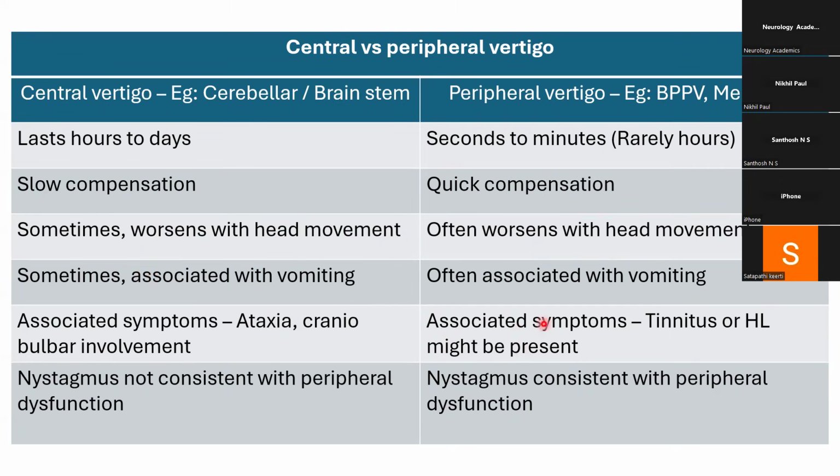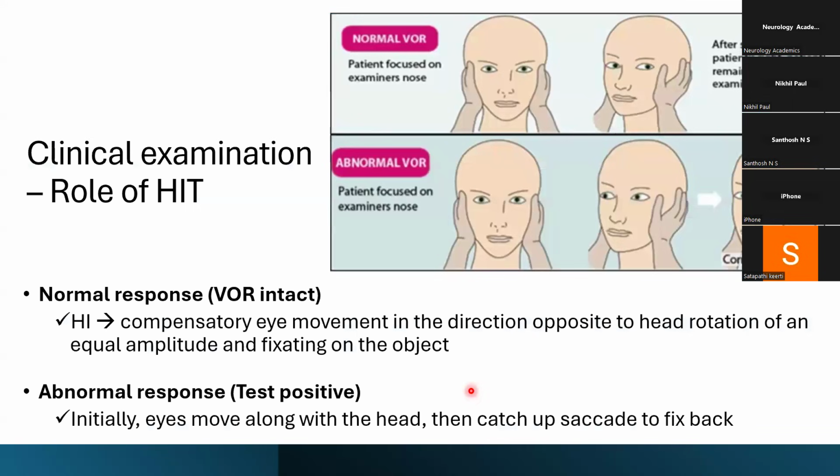And we should always look for associated symptoms, like in Meniere's where there is tinnitus or hearing loss or aural fullness. And then central causes, based on where it is involved, we can have associated features like ataxia or cranial nerve involvement. And nystagmus also helps to differentiate. I'll talk about that in the next slide.